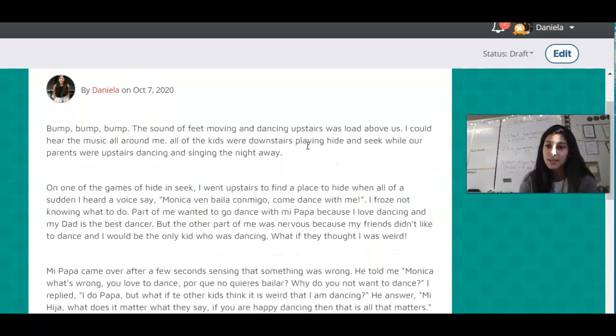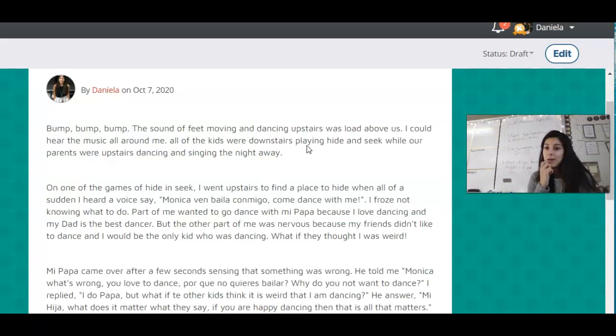My last step is to do editing, revising, and then I can publish. Edit and revising is when we read our story and make the changes we need so it's ready to go. And then publish is when everyone is able to see it.